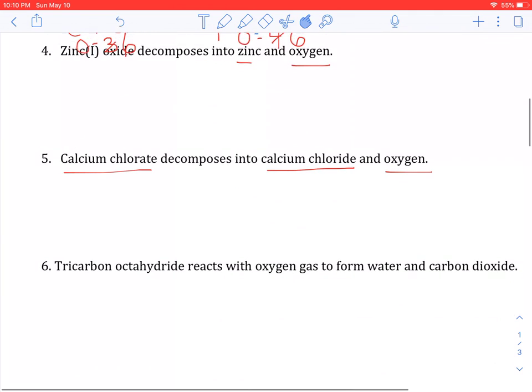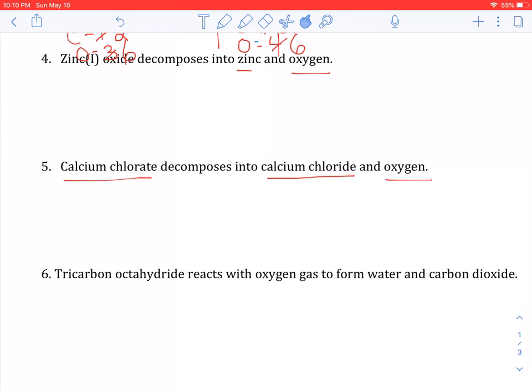And looking at number 6, I have tricarbon octahydride, so I have prefixes. And also, I have carbon and I have hydrogen, which are both nonmetals. So this is going to be a covalent compound, and I would use those prefixes to tell me what the formula would be. It reacts with oxygen gas, we've talked about that one. Water, you know what that is. Carbon dioxide we just did before, but again, you have a prefix, so you can use that to figure out what the formula would be. So that's how you would think through 4, 5, and 6, and then just go through the same process I showed you for balancing.